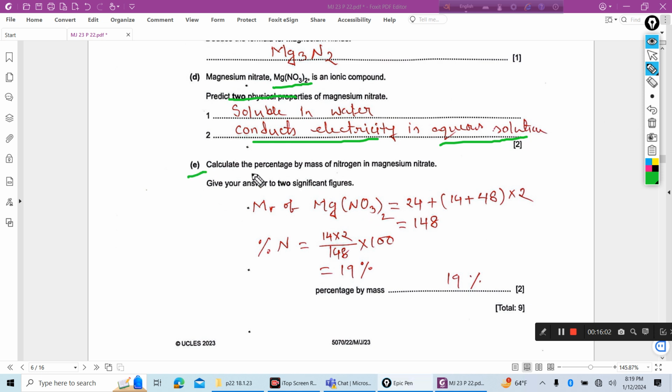And E, calculate the percentage by mass of nitrogen in magnesium nitrate. Percentage of nitrogen in total magnesium nitrate. So Mr, the relative molecular mass of magnesium nitrate, you will calculate as 148. So percentage of nitrogen: as there are 2 nitrogen atoms, 14 times 2 divided by 148 times 100, which is 19%. So the percentage by mass is 19%.